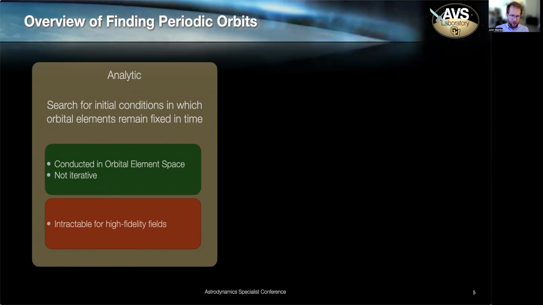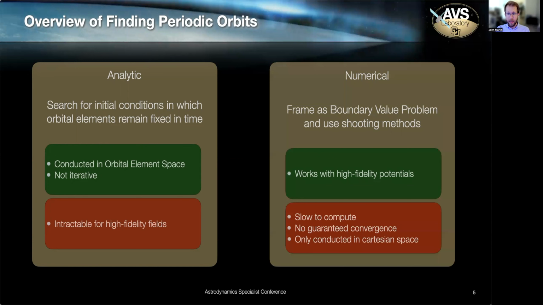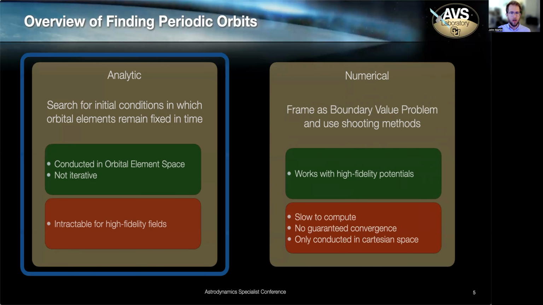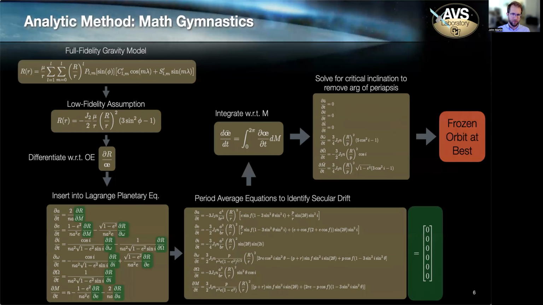One of the disadvantages of approaching this problem analytically is the fact that it doesn't really work well when you have a gravity model that is of high fidelity, many terms in a spherical harmonic expansion, or a polyhedral model with hundreds of thousands of facets. So in those cases, you need to turn to numerical solvers, which will work with a high fidelity gravitational potential, but it will typically be slow to compute, and there's not necessarily guarantees on convergence. So I want to talk about each of these in more detail, starting with the analytic method.